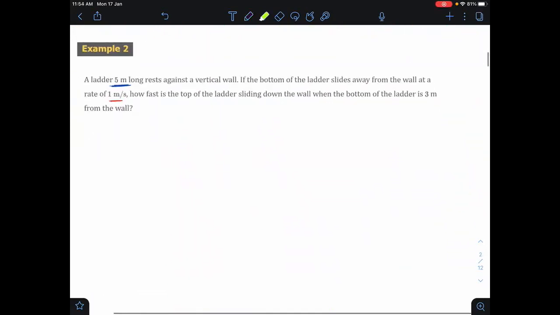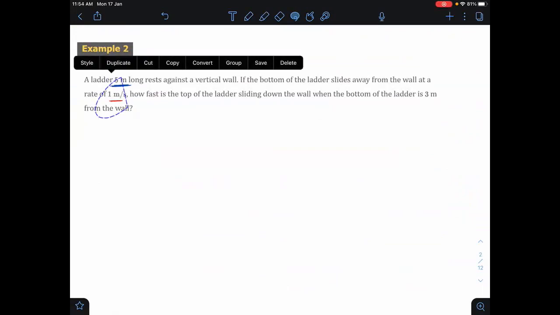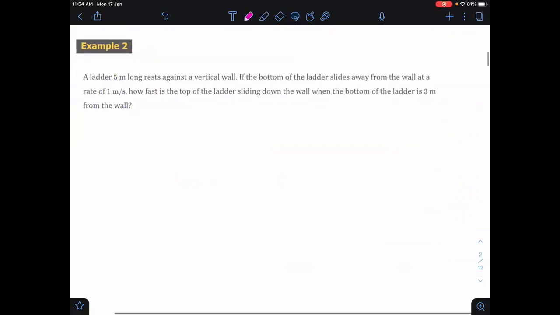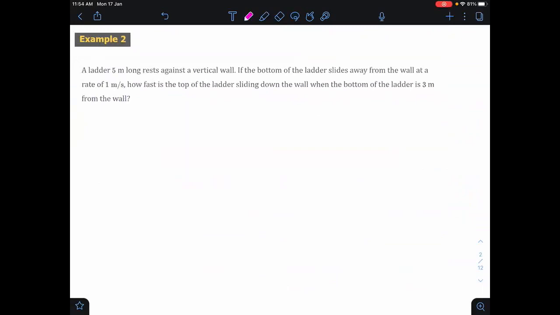One more example. Yes, Abdullah, read that question. A ladder 5 meters long rests against a vertical wall. If the bottom of the ladder slides away from the wall at a rate of 1 meter per second, how fast is the top of the ladder sliding down the wall when the bottom of the ladder is 3 meters from the wall? In this question, you should draw a diagram.